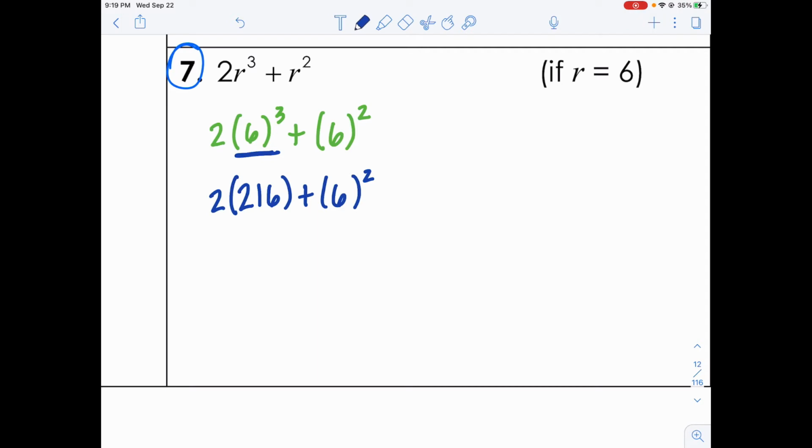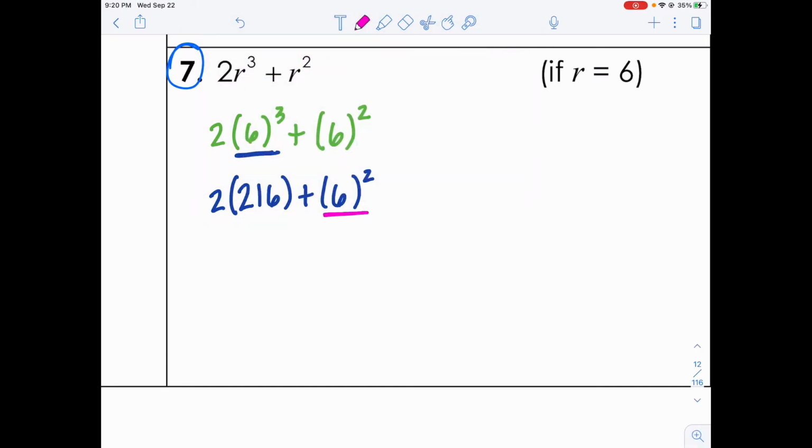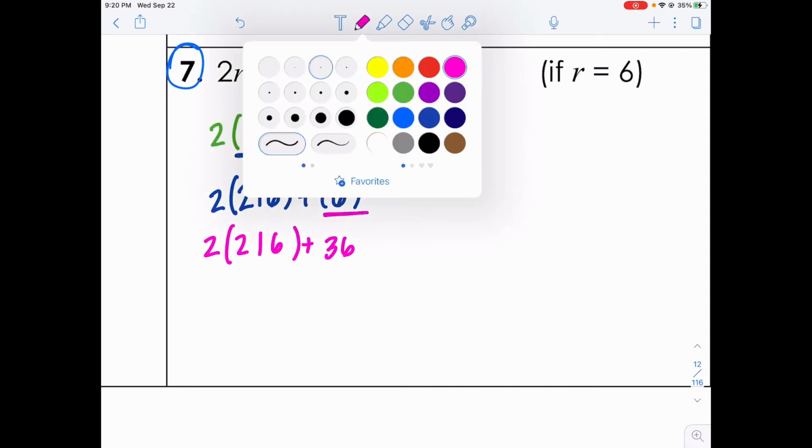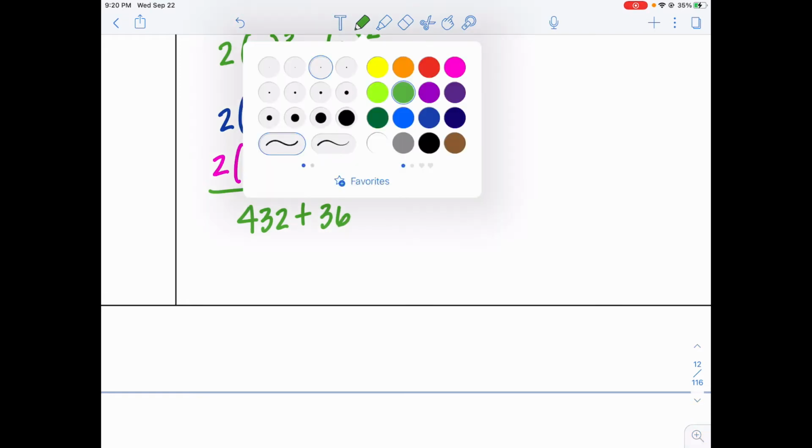Same as before, order of operations tells me that I need to do the exponent before I do the multiplication. So now I'm going to do 6 squared. 6 squared is 6 times 6, which is 36, bringing down everything that I have not used and following order of operations. Now I have multiplication and addition left. 2 times 216 is 432, bringing down the plus 36, and finally doing the addition.